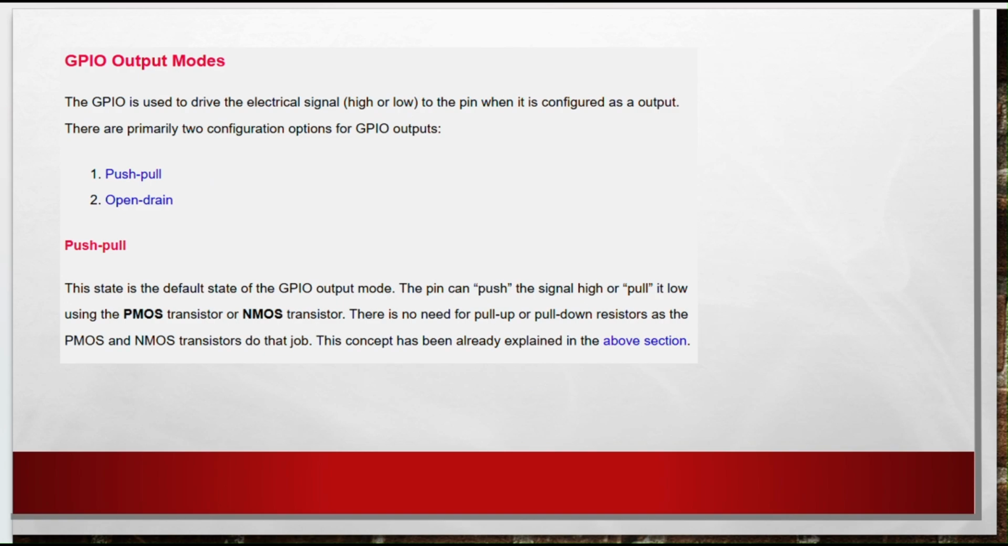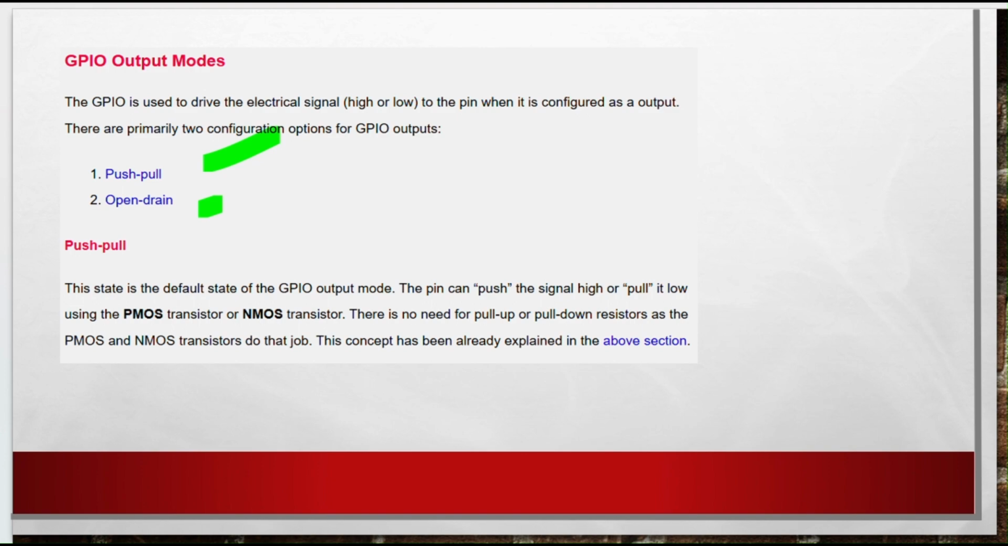Now GPIO output mode. There are only two types of mode: push pull and open drain. In push pull it is normal, and open drain we will see in the next slide. The GPIO is used to drive the electrical signal high or low to the pin when it is configured as output. The primary two configuration options for GPIO output are push pull and open drain.